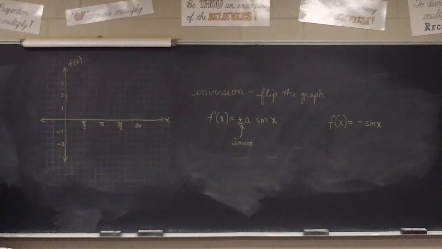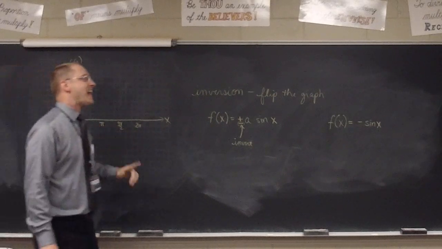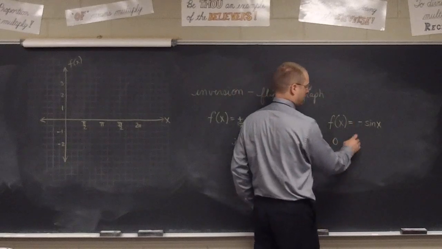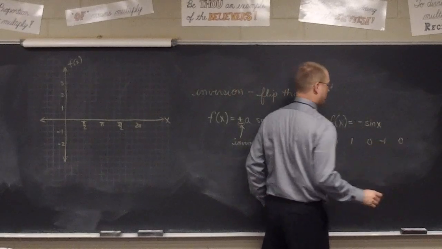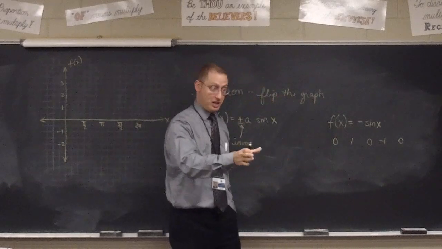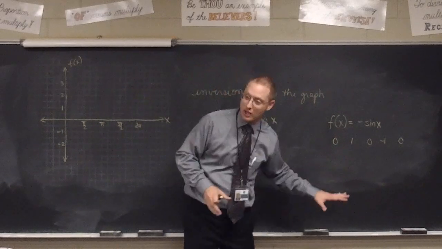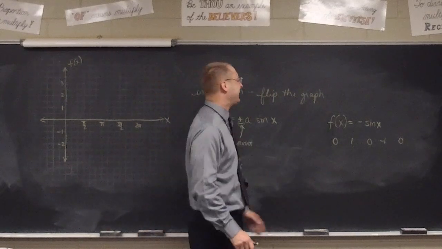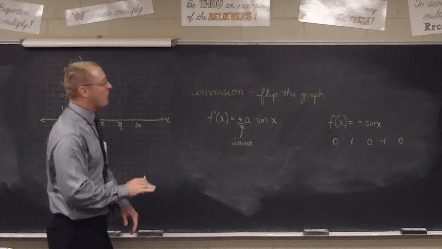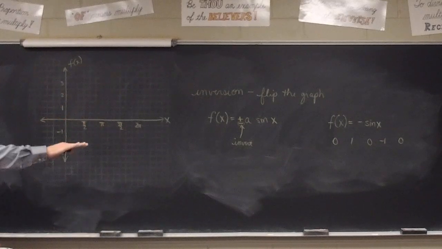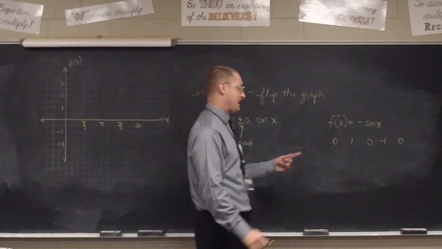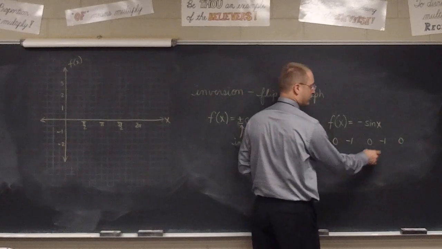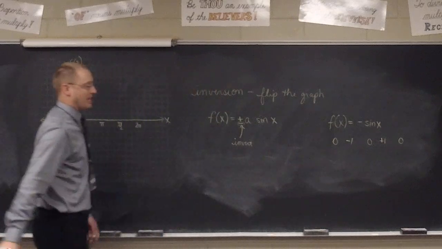Anyway, so for f of x equals negative sine x, what are my normal key points for sine class? 0, 1, 0, negative 1, 0. Those who are saying it out loud are really going to benefit and remember this well. So when we flip it, all the signs are going to change. Well, you can't change the sign of a 0, right? But you can change this to negative and this to positive. That's going to flip the graph.